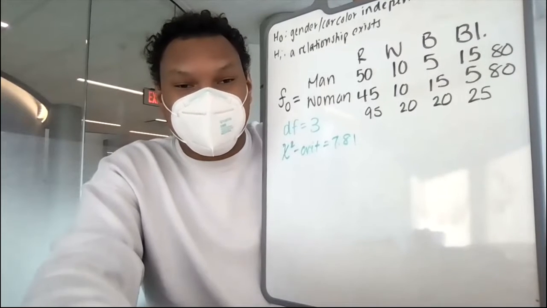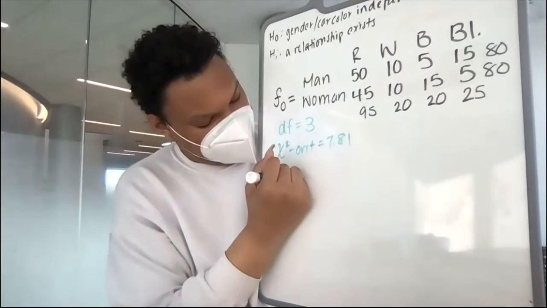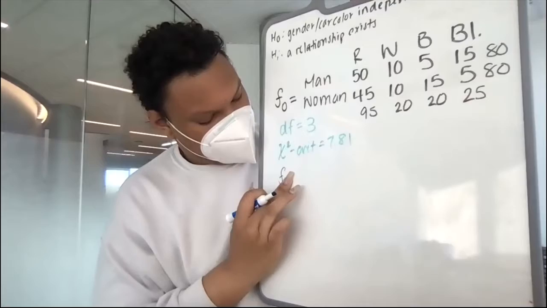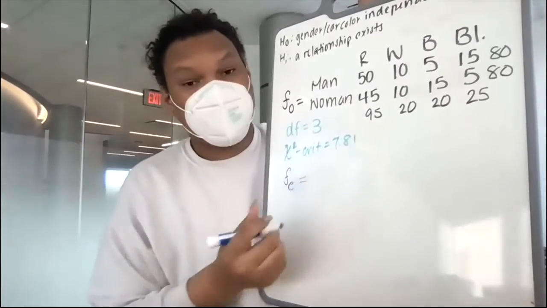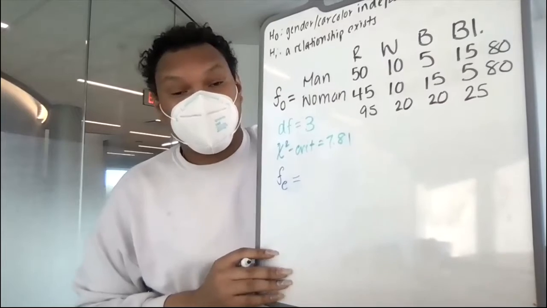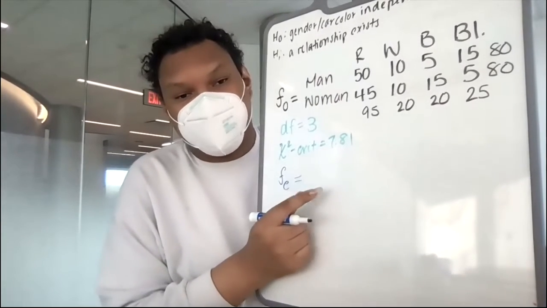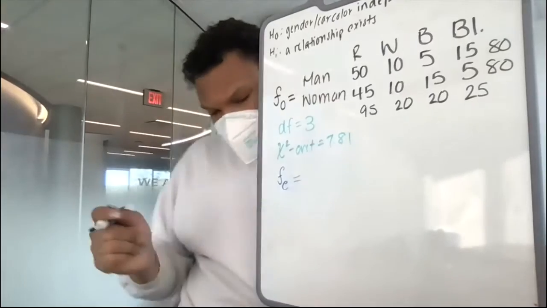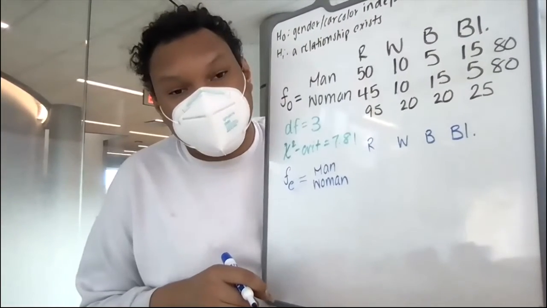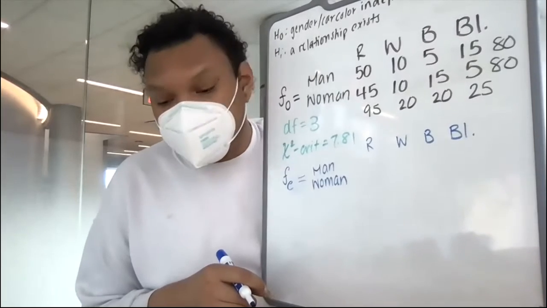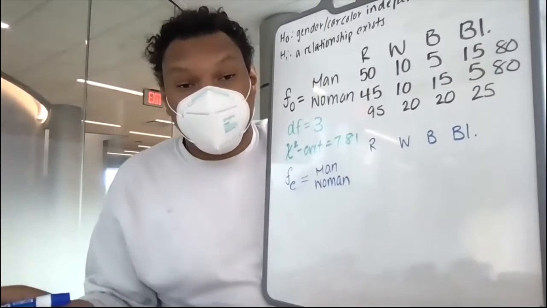The next step is to solve our frequency expected, which is denoted by F sub E. For our frequency expected, we have to use this table to create a whole new table to find our chi-squared value. Let's set up our table. To find our frequency expected, we use the frequency of column times the frequency of the row, all divided by n. We have to do this for each of our cells.